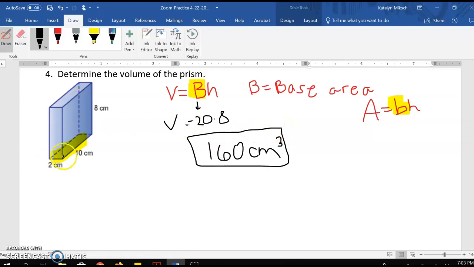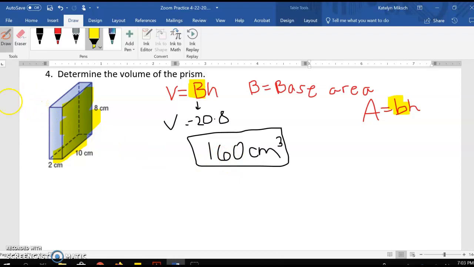Now, if I turned this prism over on its side and I said that this part of it was now the base, I would get the same area. My base is now 8 times 10, so 80 would be my big B. 80 times 2 gives me 160 as well.